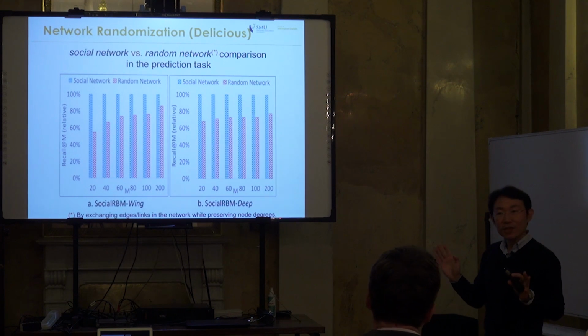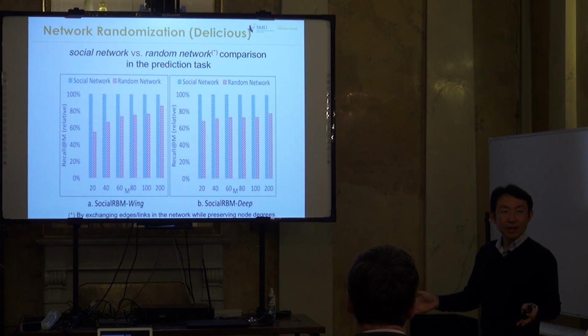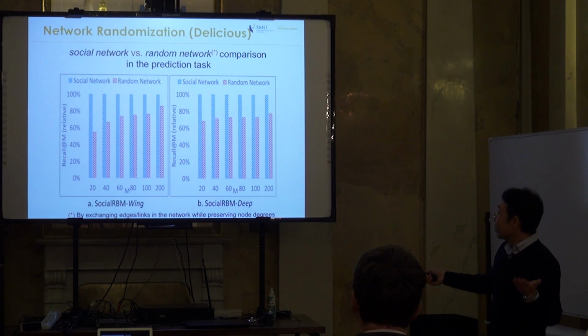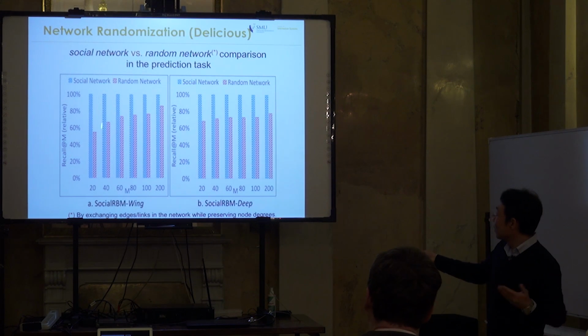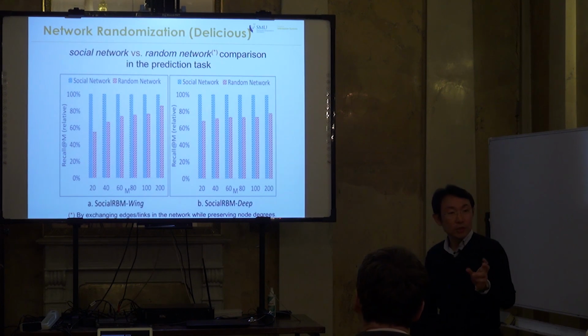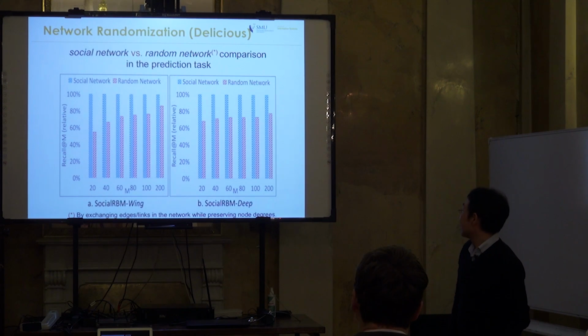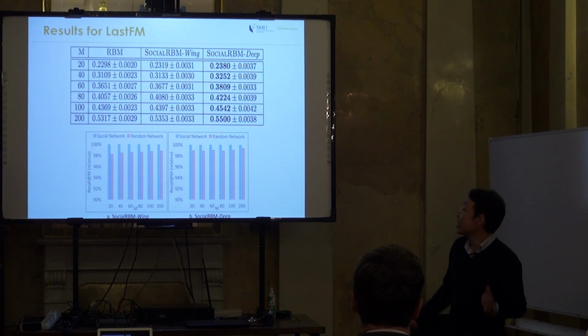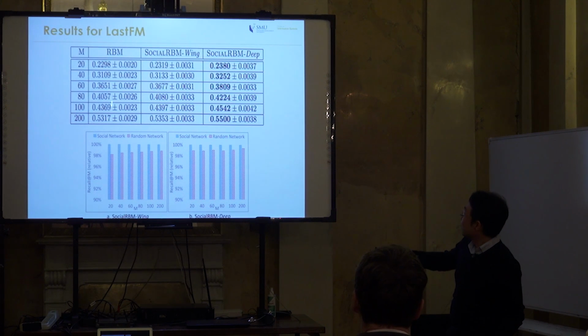The thinking is that if it's all just because of the graph structure, then the random network and the social network should converge to the same performance. But they don't, because we see a performance difference between the social network and the random network. So there is some information in the social connections. That's one of the things that we learned. Now we did this for Last.fm. The numbers are higher, but still what we are looking for is the relative improvement upon the base model, which is here. This is model 1, this is model 2.